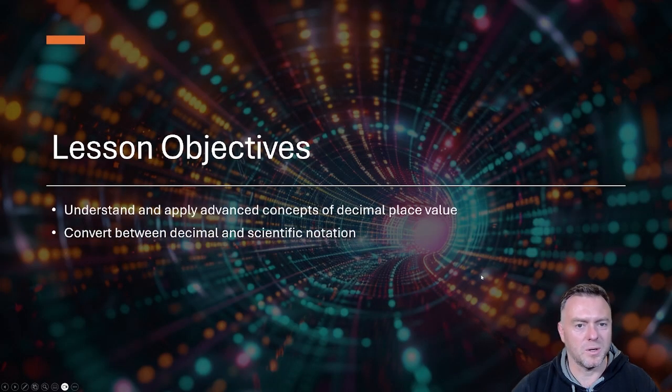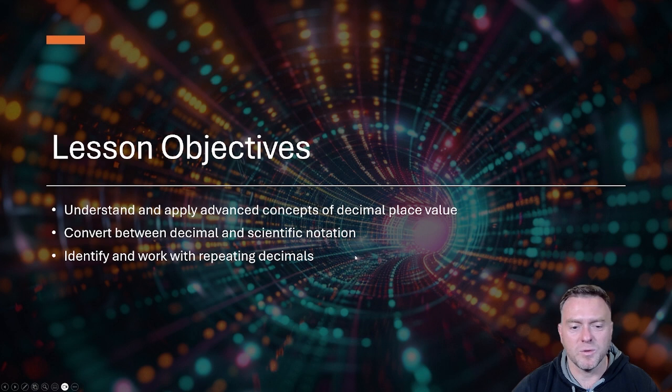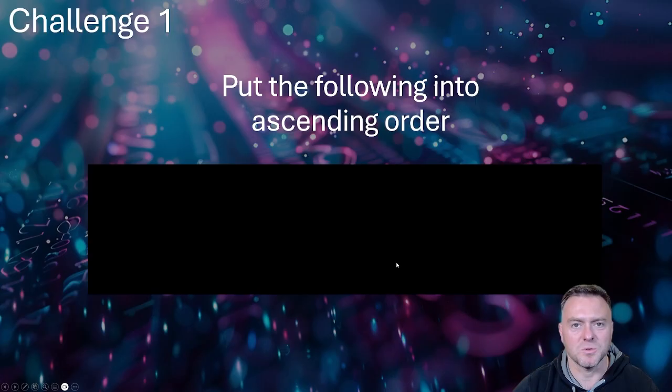To begin, we're going to understand the basic concepts within place value, then learn how to convert between decimals and scientific notation. We're then going to identify and work with repeated decimals and see how they look, and then perform some basic operations within the decimals.